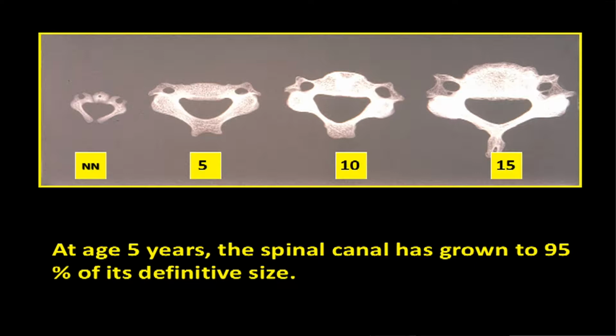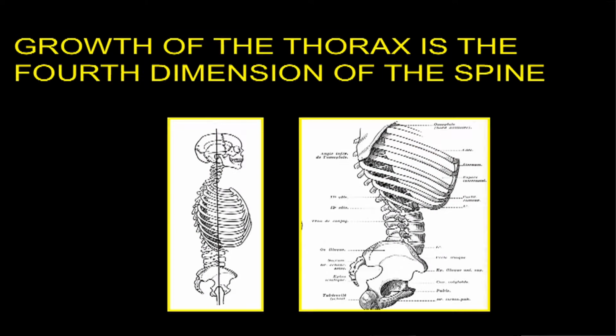Conversely, the spinal canal is nearly mature at age 5 with very little growth beyond that. Thus, decreasing spinal canal size is really not a factor in surgery after the age of 5. And finally, the fourth dimension of growth is growth of the thorax. And this is very significant.